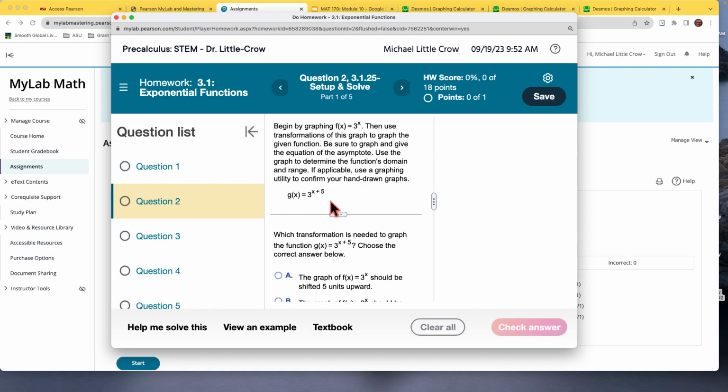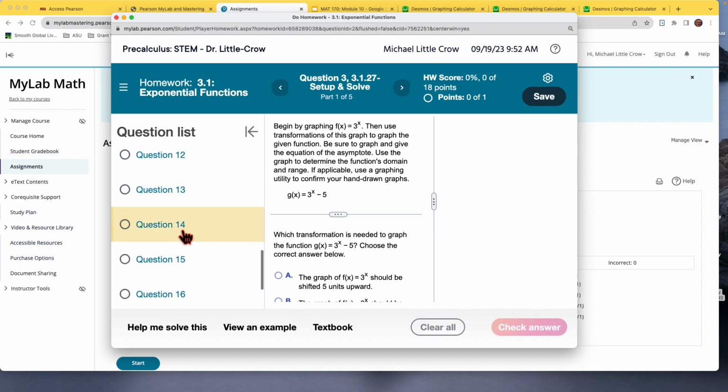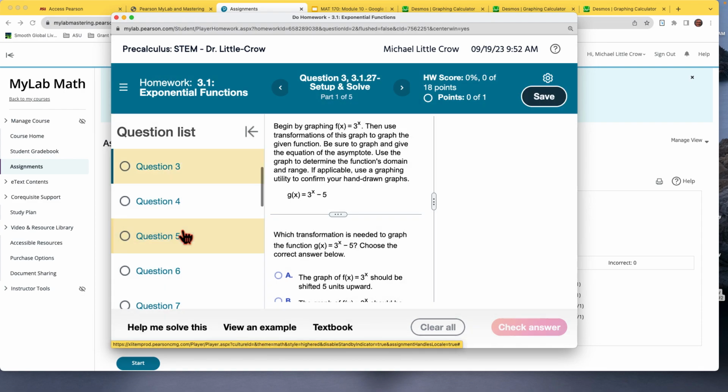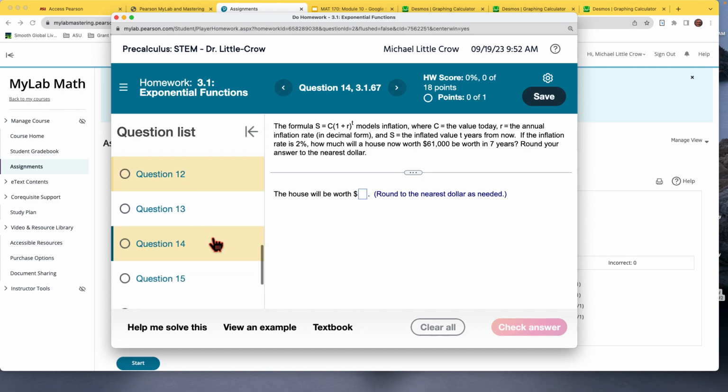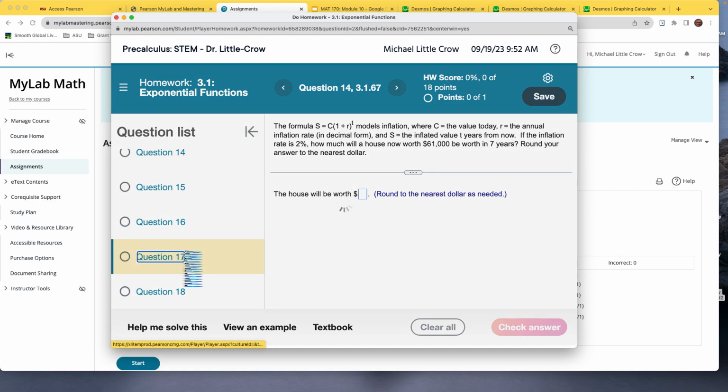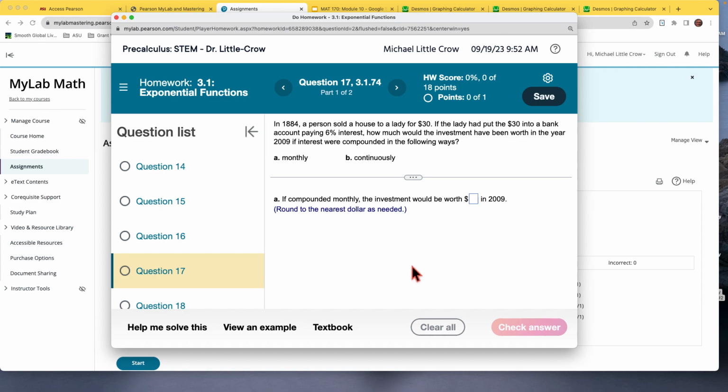So what's this one doing? 3x to the fifth, so it's a transformation. So a bunch of transformation type stuff. Let me jump down here to the end. We're given a model. How much will a house now worth 60,000 be worth in 7 years? So you can use this function and your graphing calculator. Again, you're either going to evaluate or you're going to solve. So those last two things that we did should get you through there.